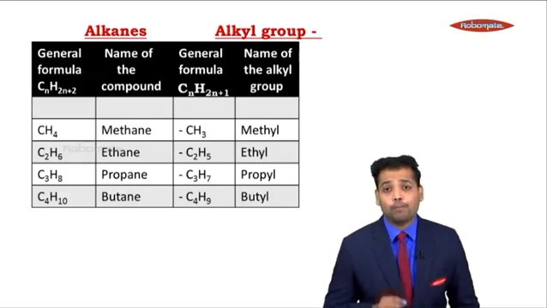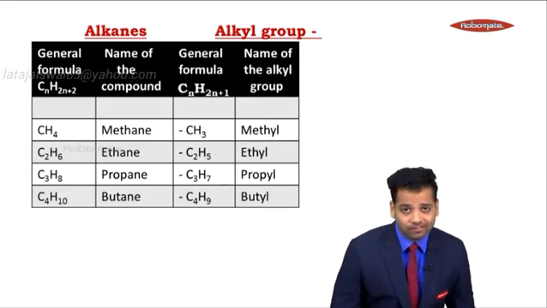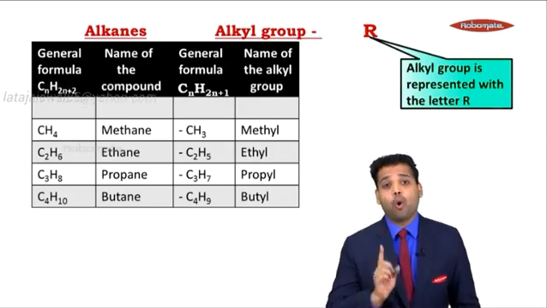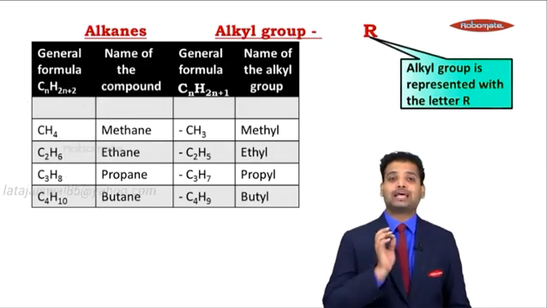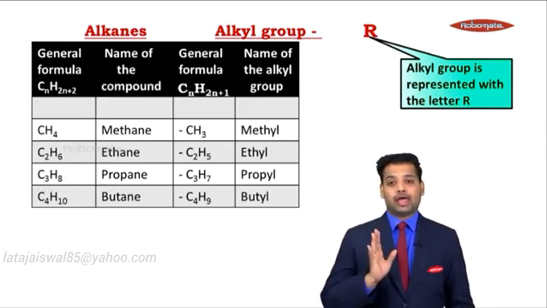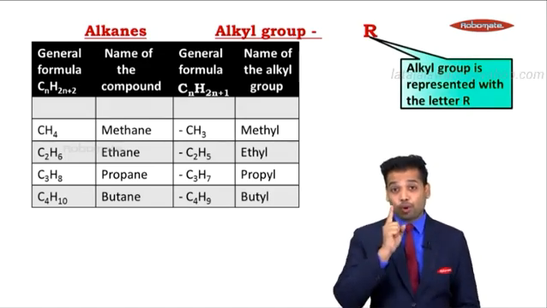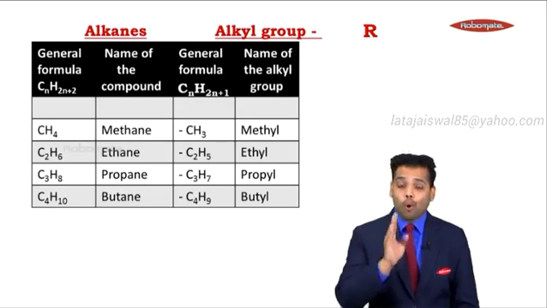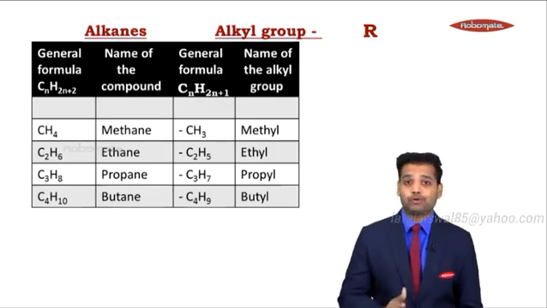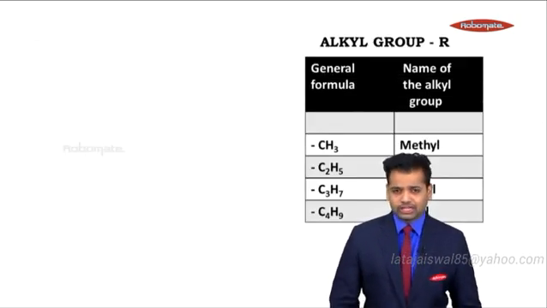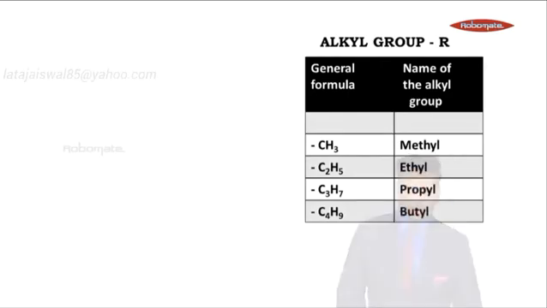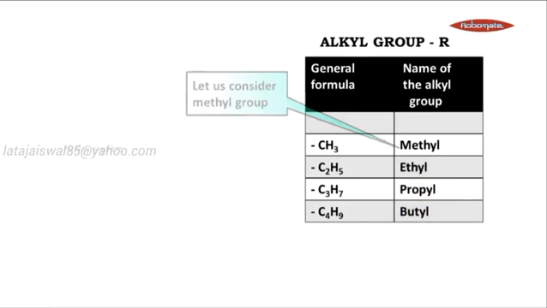And what is common? All of them are reactive. So we represented all the alkyl groups as a capital R as they are reactive. And if they are reactive, how many electrons do they want? They want 1 electron. So therefore, all the valencies of methyl, ethyl, propyl, butyl is 1. So let's consider this. I have methyl, I have ethyl, I have propyl, I have butyl. Let us consider the methyl group.